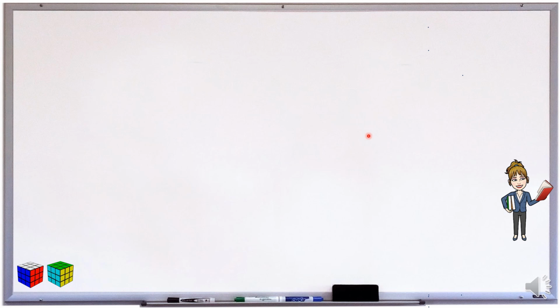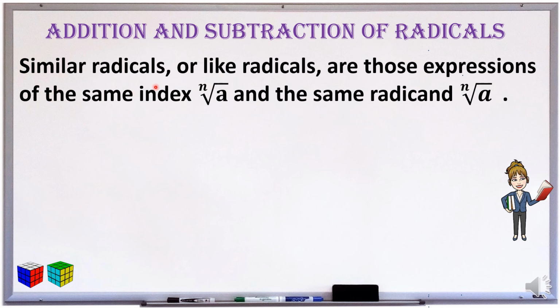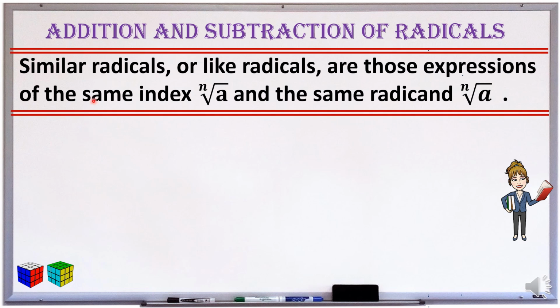Now, let's begin on how to perform operations on radical expressions with addition and subtraction of radicals. One rule when adding and subtracting radicals is that we can combine like radicals just like like terms. But when do we say that we have similar radicals, or what we call like radicals? Similar radicals or like radicals are expressions of the same index, the nth root of A, and the same radicand, the nth root of A. So again, to call them similar radicals or like radicals, we need to observe that the given have the same index and the same radicand.